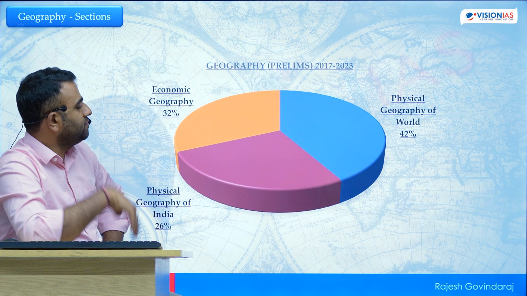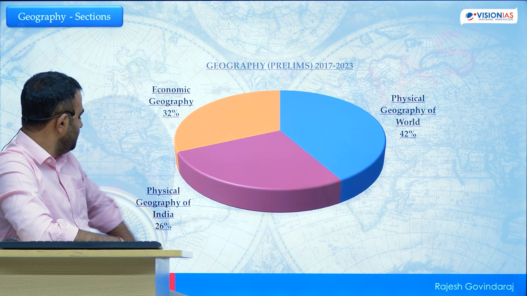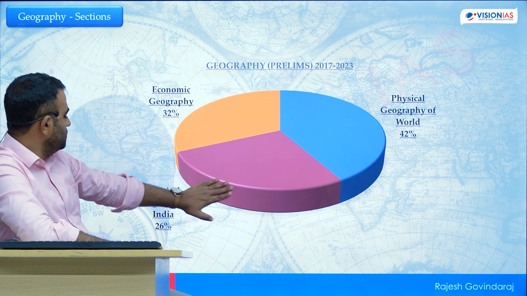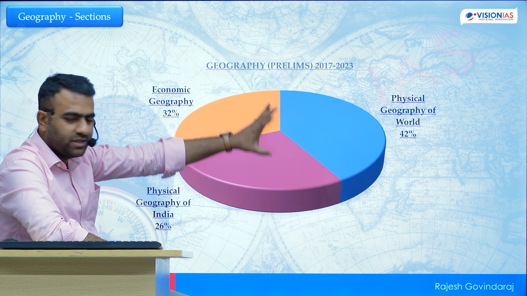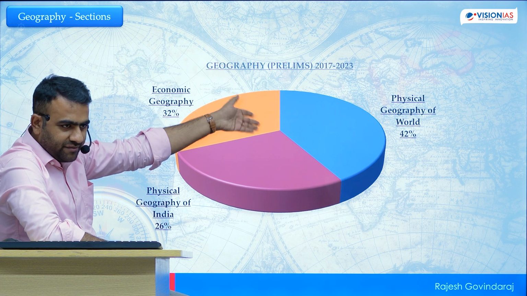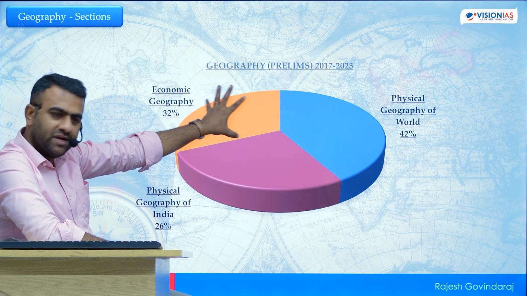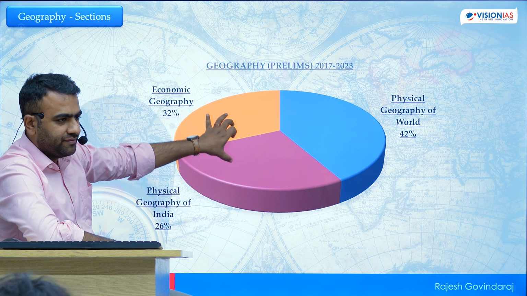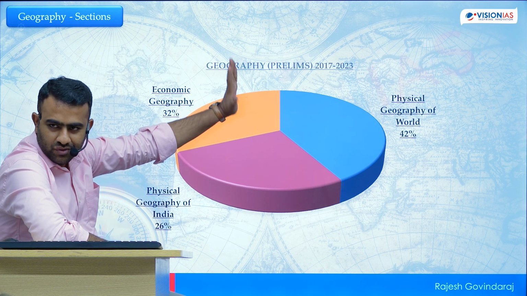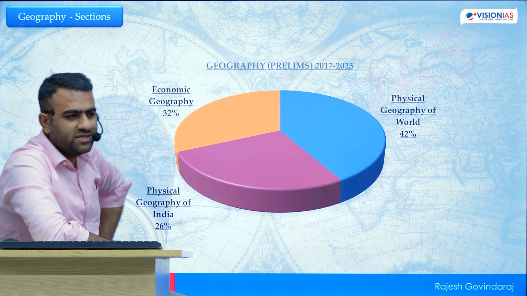And in the mains, I gave you 3 sections, physical geography. In prelims there were 3 parts, right? Physical geography of the world, geography of India, and then economic geography. All 3 carry almost equal weightage. Physical geography of the world carries a little bit higher weightage. Okay, but in all 3 there is mapping. I am not separating mapping from each individual section, because you cannot do mapping separately.